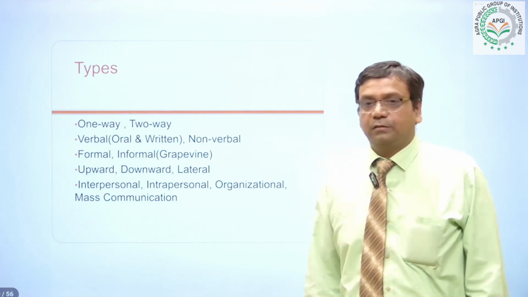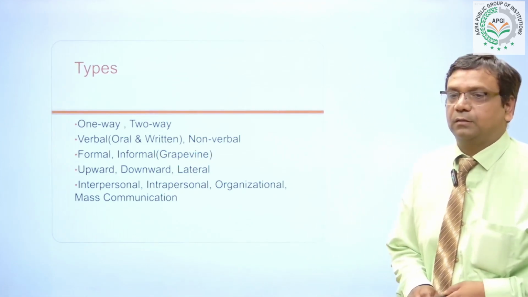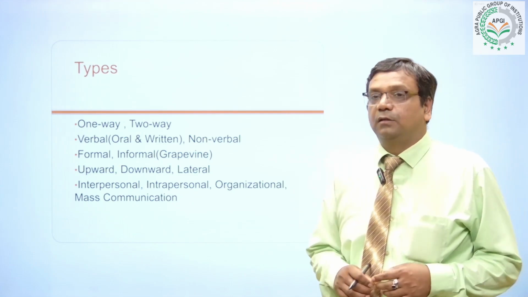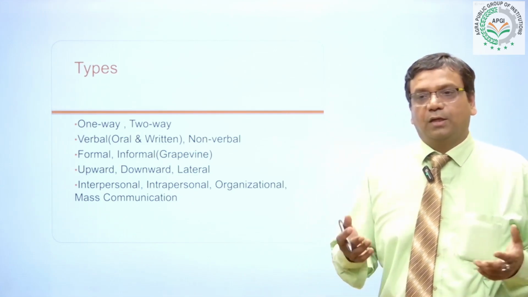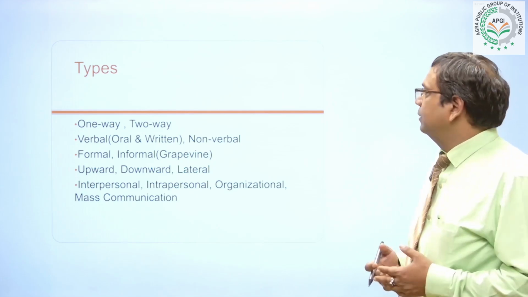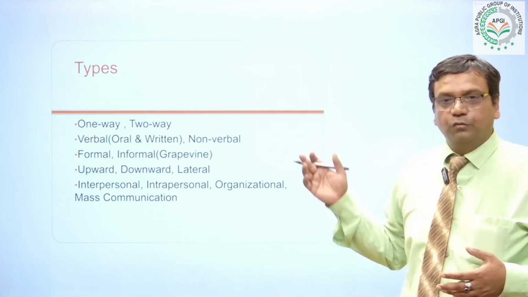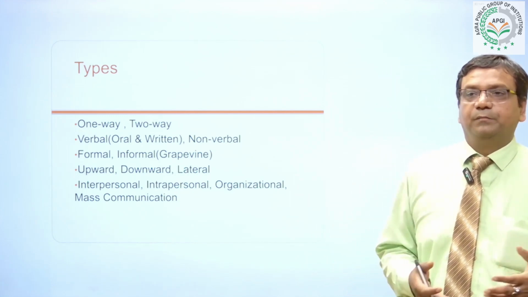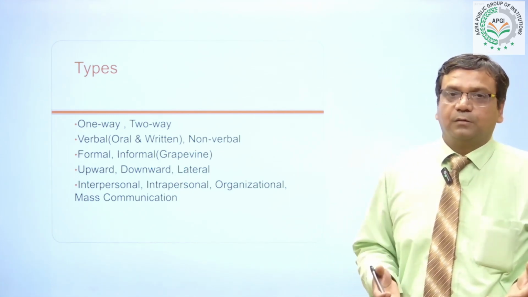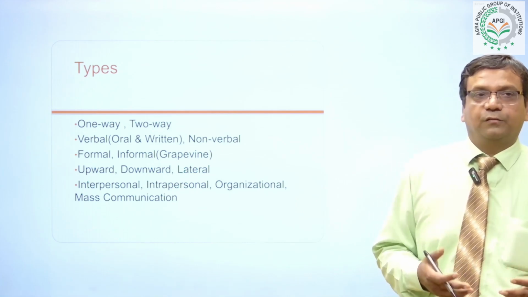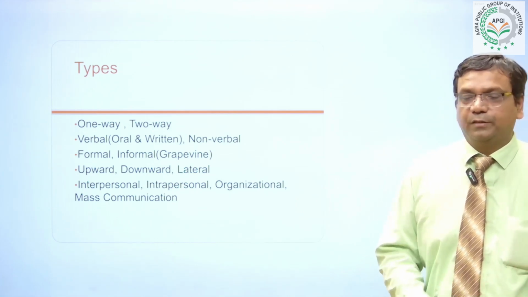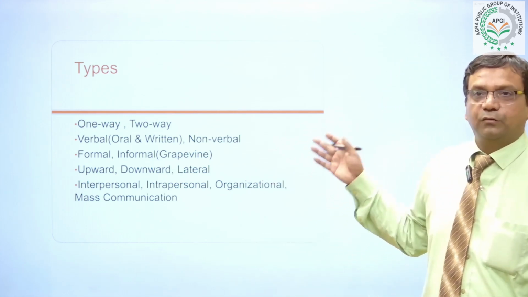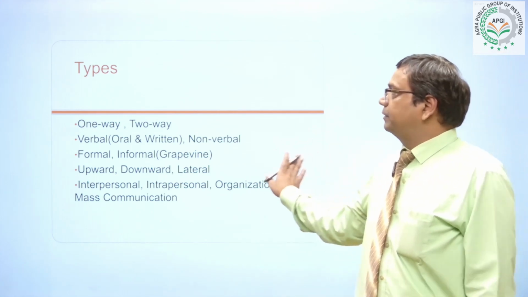So how many types of communication are there? One is one-way communication. What is one-way communication? When I am speaking to you and you are listening, but you are not asking any question, that is called one-way communication. Two-way communication is when one person delivers something and the other person, sitting in front of him, asks questions and gives feedback. That is called two-way communication. We are going to elaborate on all these in detail.